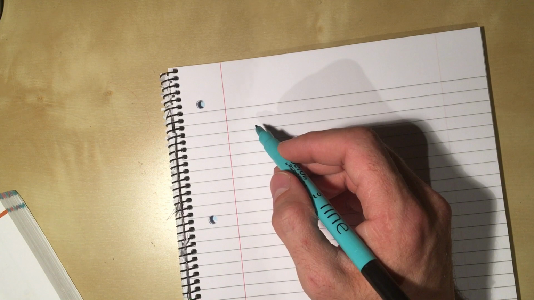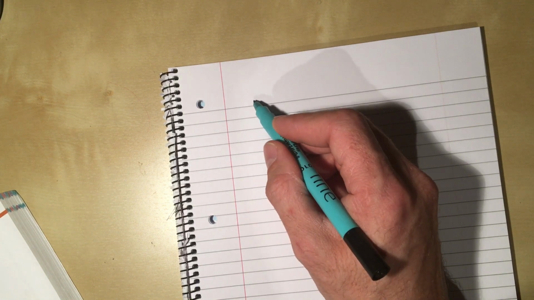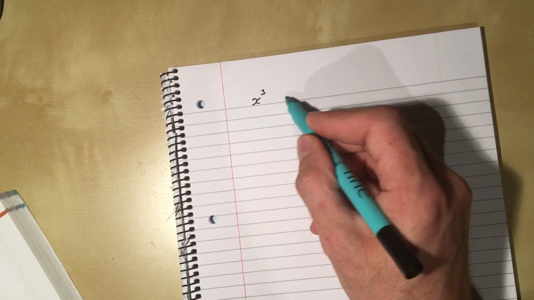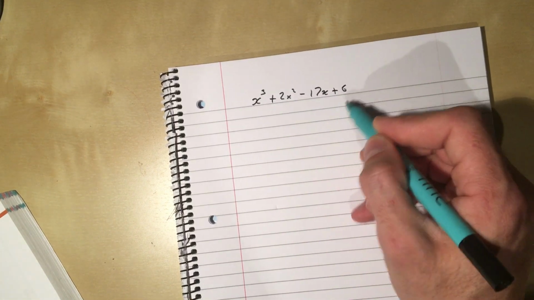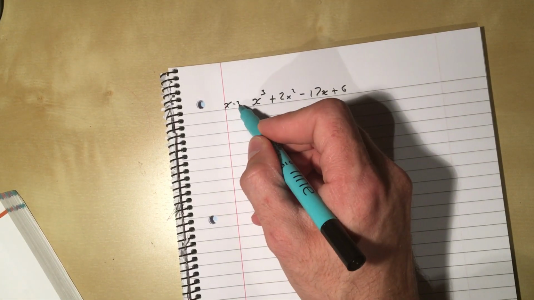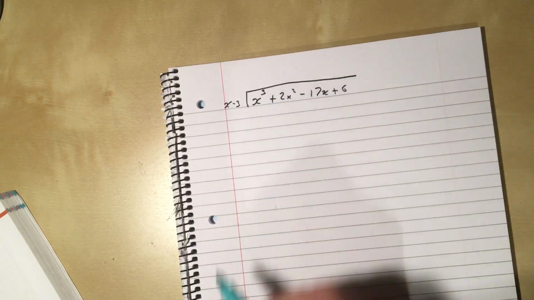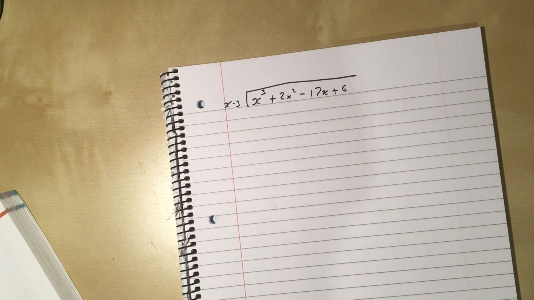So first of all, let's just think about what we mean by polynomial division. We're being asked to do, in this case, x cubed plus 2x squared minus 17x plus 6 divided by x minus 3. And I'm going to set the divided by out straight away as a bus stop. Okay, so this is the example in example 2.